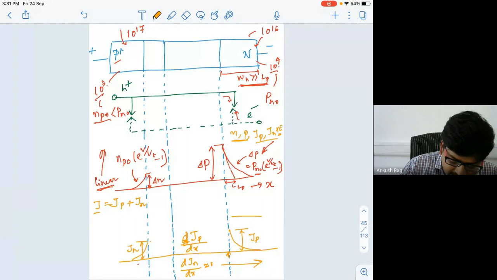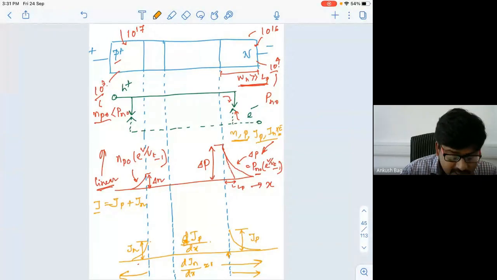Remember, recombination can happen in the quasi-neutral region, and that is why we get this distribution of minority carrier concentration. But we are considering that no recombination is happening within the space charge region, and due to that we can consider that del Jp/del x equals 0, as well as del Jn/del x equals 0. Essentially there is no recombination because the space charge region is very thin. But in the neutral region, there will be recombination, while in the space charge region there will be none.